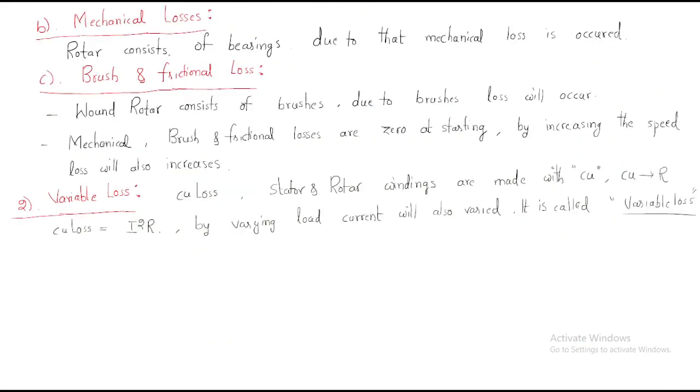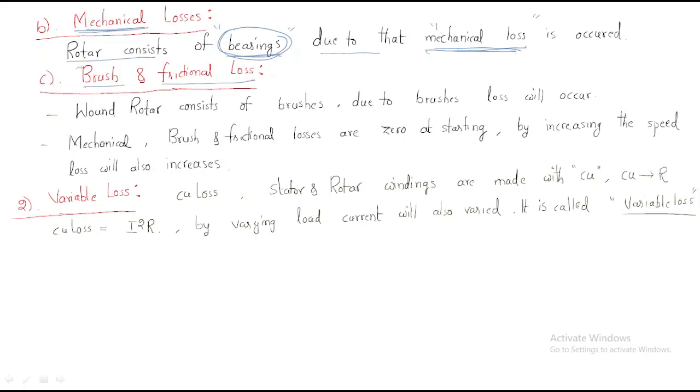Next, mechanical losses. The name itself says these are from the mechanical parts. Mechanical parts means the rotor is rotating. In order to rotate the rotor, we use bearings. Wherever the bearings are laid, some loss occurs in the bearings. Due to that, mechanical loss occurs in the bearings. So mechanical loss is also a constant loss. It does not vary with respect to the load.